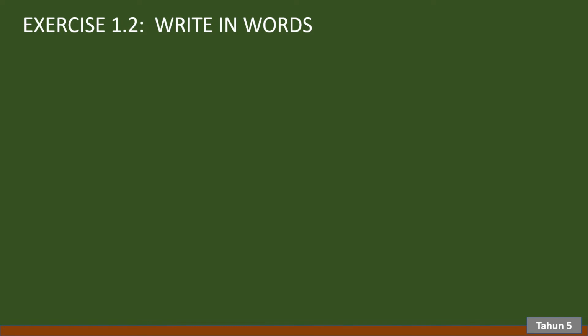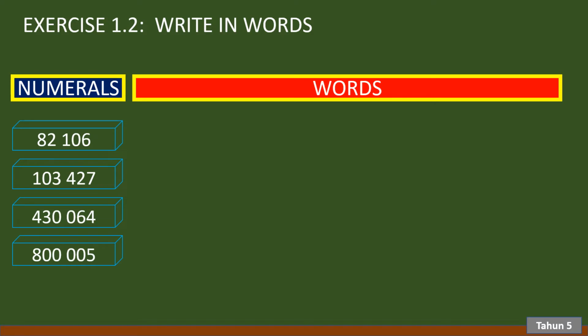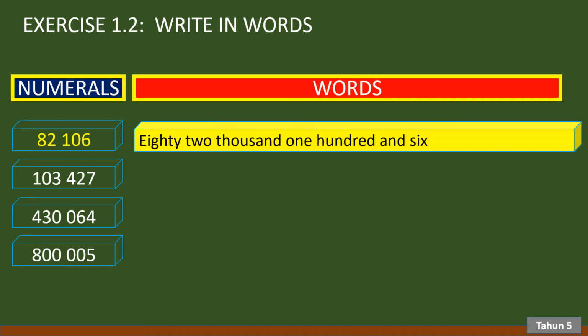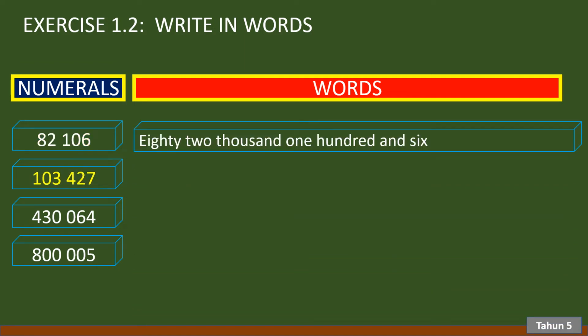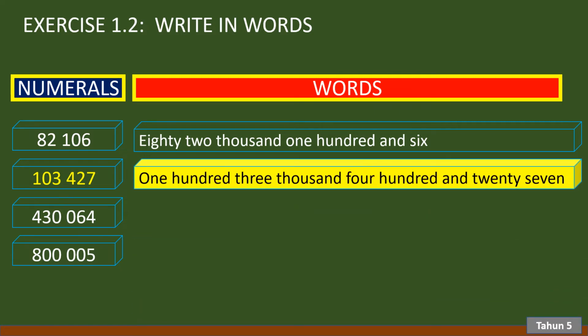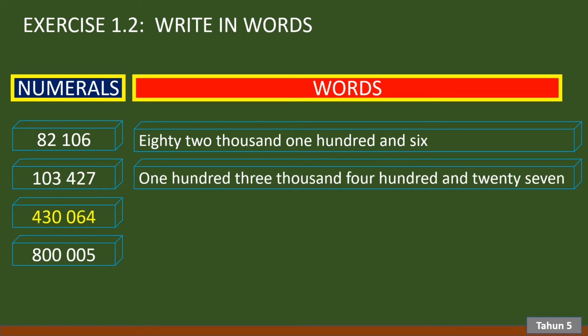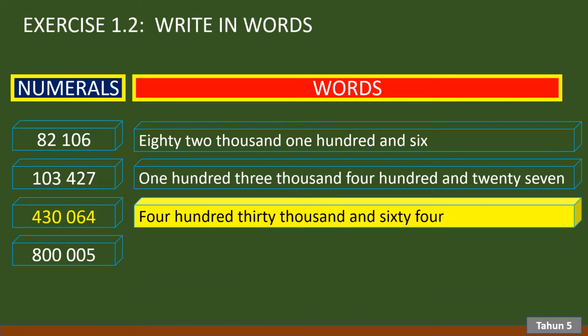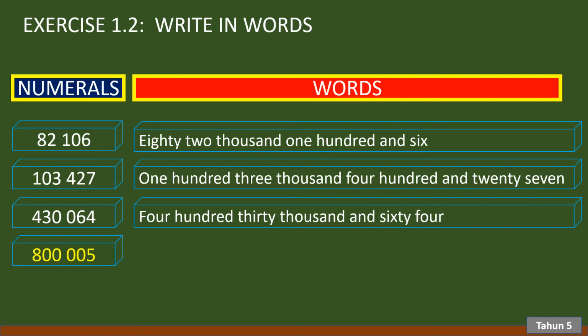Next, let us try exercise 1.2. Write in words for each of the numbers shown in numerals below. 82,106 in words is. 103,427 in words is. 430,064 in words is. 800,005 in words is.